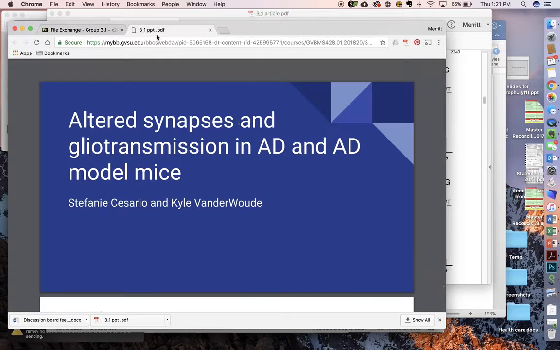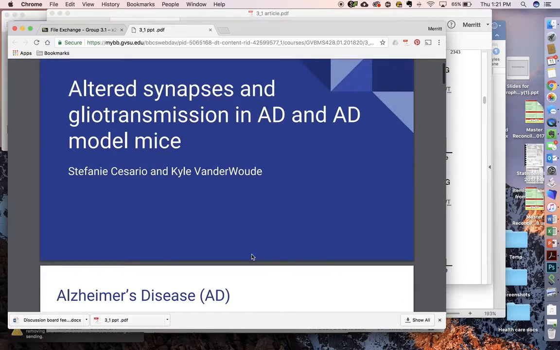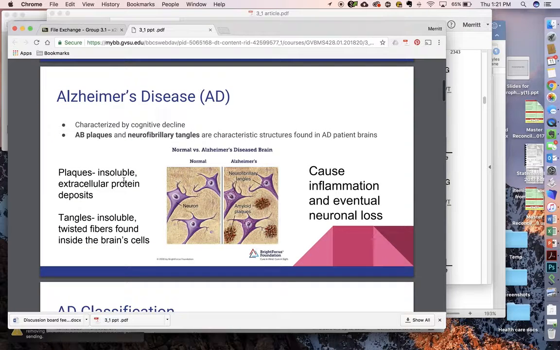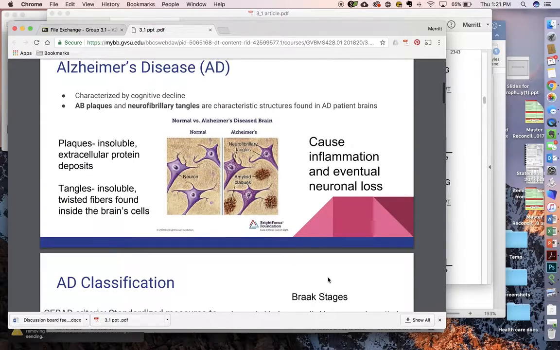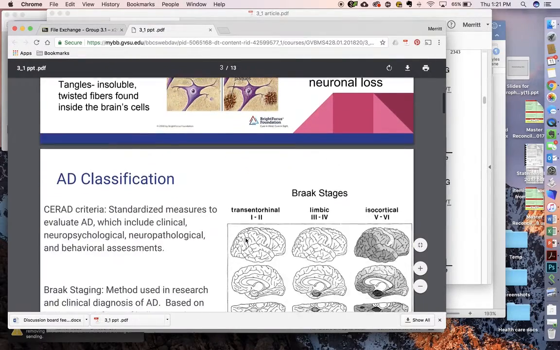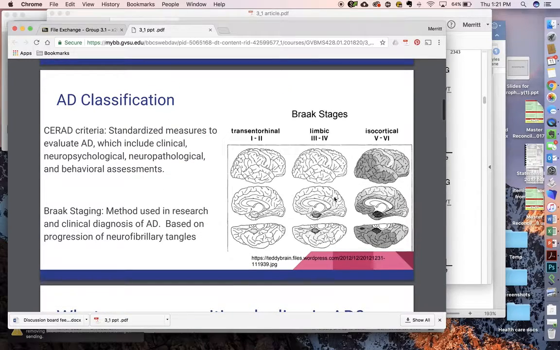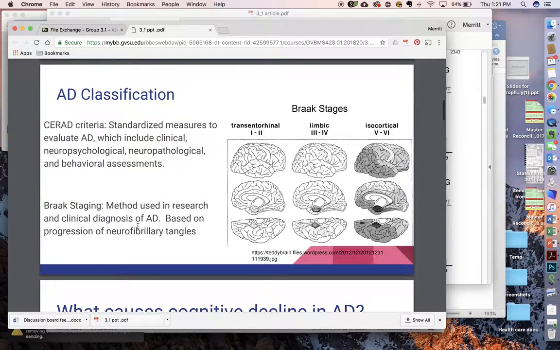So let's go to the PDF that they made from it. The slides that they actually presented are here. So Stephanie and Kyle introduced themselves. They talked about Alzheimer's disease, gave some of the background that they had learned either from reading on their own or from the introduction in the paper itself, and tried to make it really focused on how you provide the context for the presentation. And so they talked about the different types of classifications that they use, the CERAD criteria and Braak staging, to help talk about these different things.